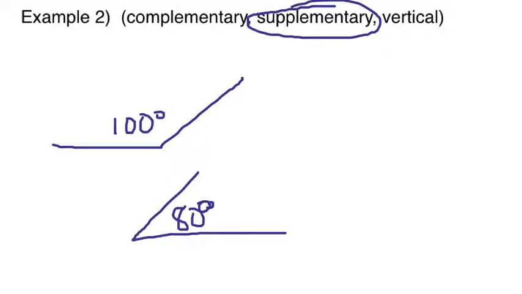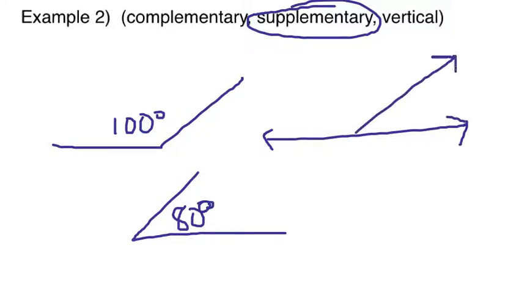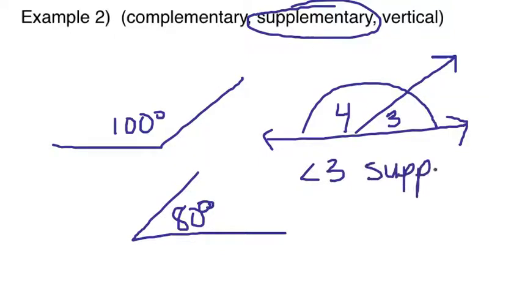Typically, we see these as a linear pair or forming a straight angle. So there's two angles put together, angle 3 and angle 4, that are forming a straight angle or a linear pair. So we would say angle 3 is supplementary to angle 4.